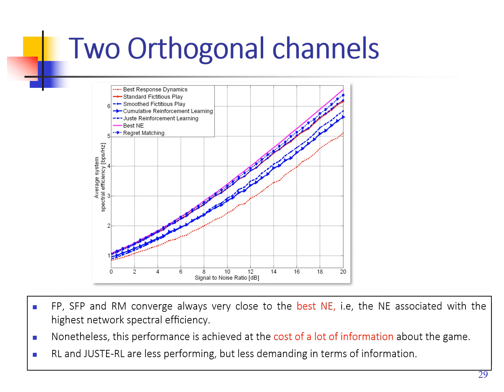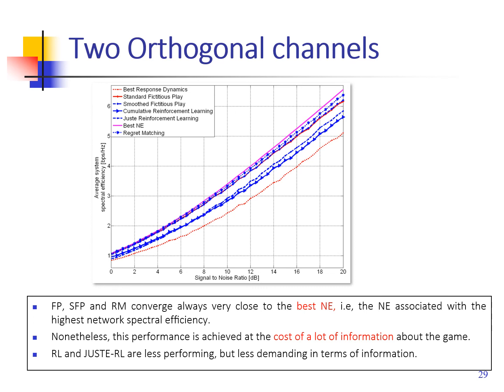So what we can see here is that fictitious play (FP), smooth fictitious play (SFP), and regret matching always converge very close to the best Nash equilibrium, the Nash equilibrium associated with the highest network spectral efficiency. However, of course, as we saw before, this performance comes at the price of assuming a lot of information about the game, meaning that the agent observes the actions of all the other players.